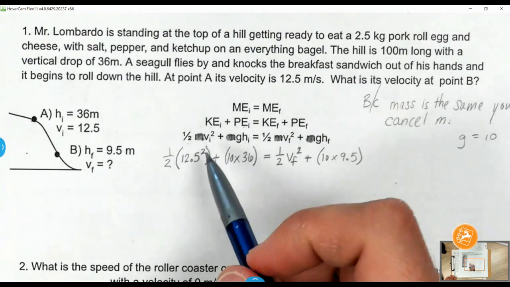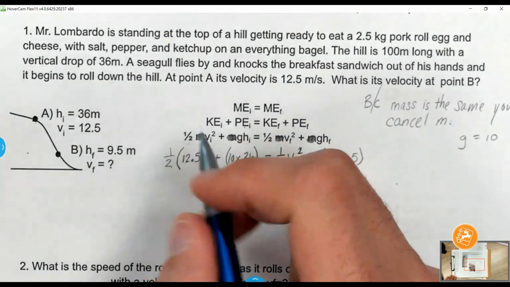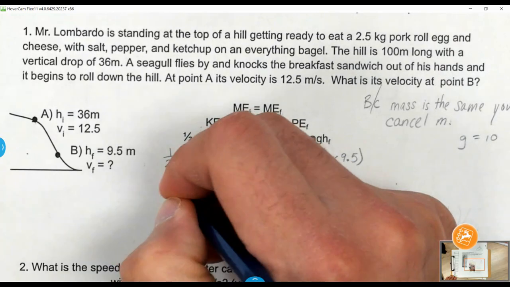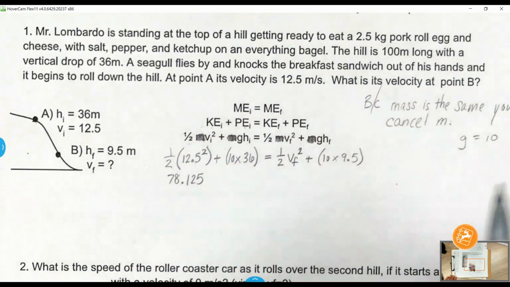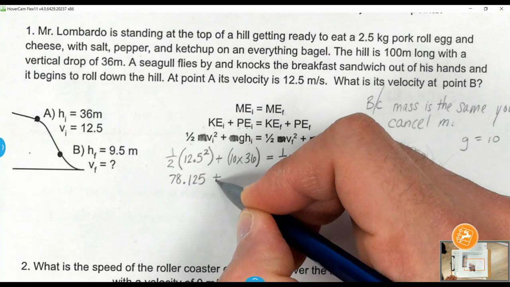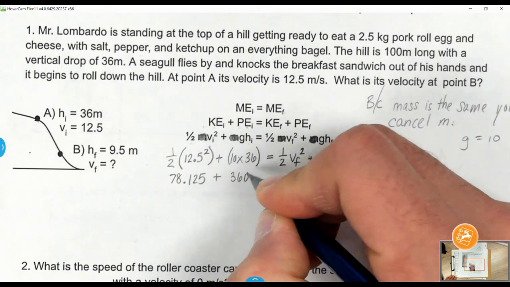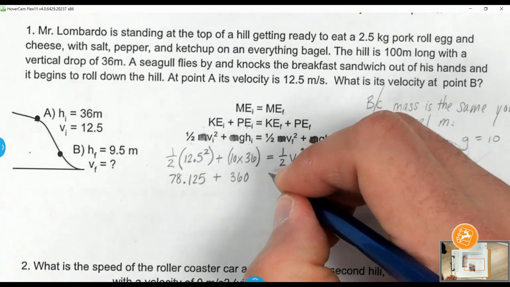So now we just got to make these calculations. You have to do 12.5 squared in your calculator, divided by 2. That's going to come out to give us 78.125. Bring down the plus sign. 10 times 36, 360. Good. Now you're going to bring down the equal sign.